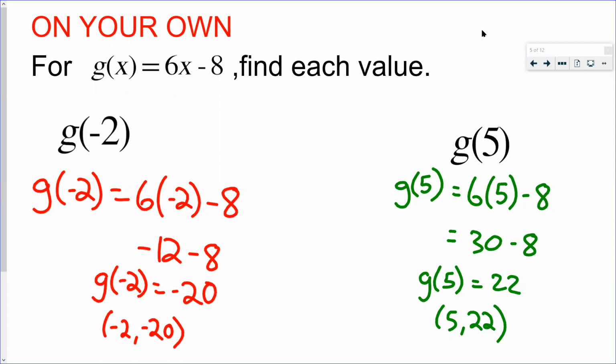All right, so for the first one, g of -2, you should have gotten g of -2 equals -20, with basically the ordered pair of -2, -20. For the second one, g of 5, you should have gotten 22, with an ordered pair of 5, 22. So when our input was 5, our output is 22.